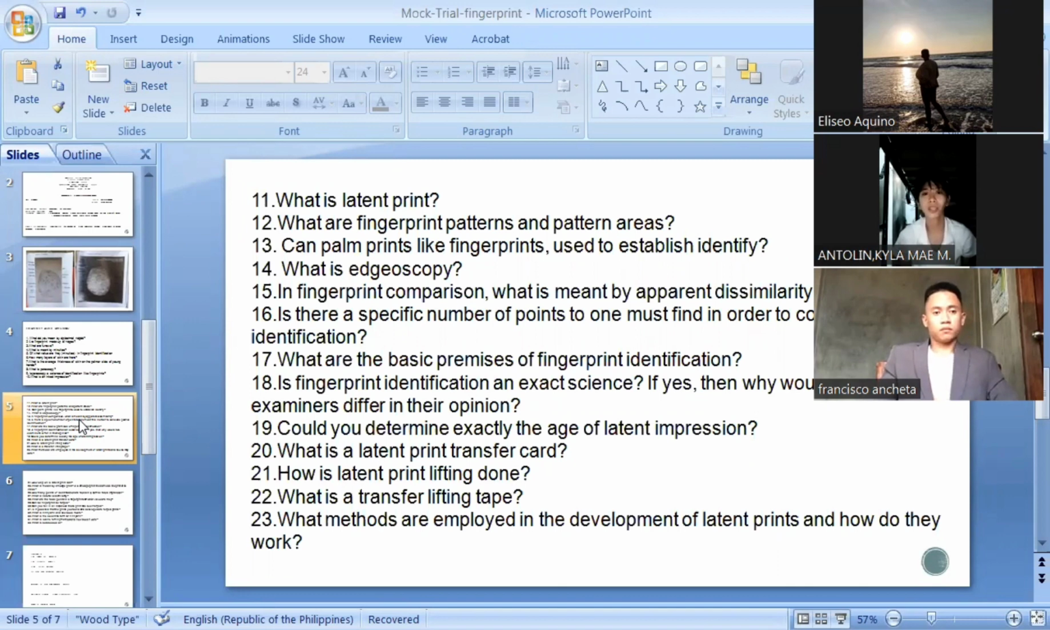12. What are fingerprint patterns and pattern areas? The arrangement and structure of the ridges and furrows on the surface of a fingerprint are referred to as fingerprint patterns. These patterns or regions play a key role in the distinctiveness of fingerprints and are crucial in forensic investigations for identification.